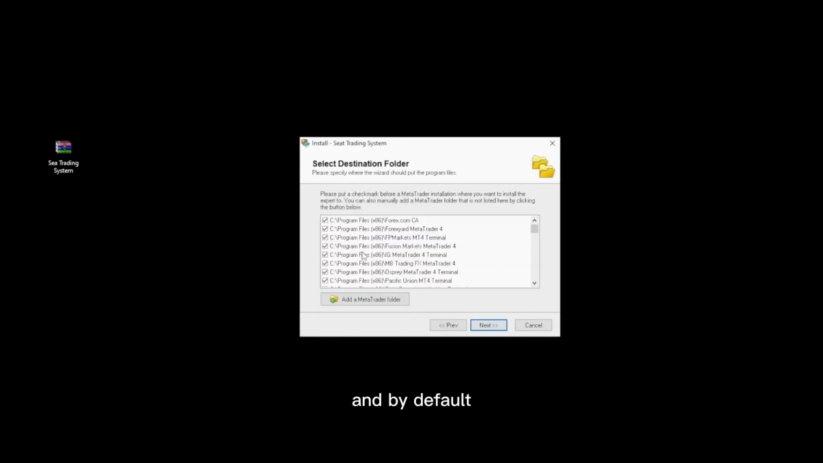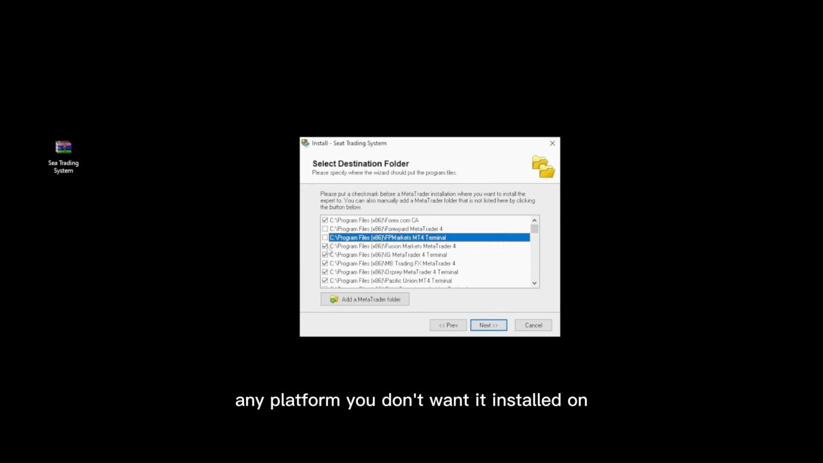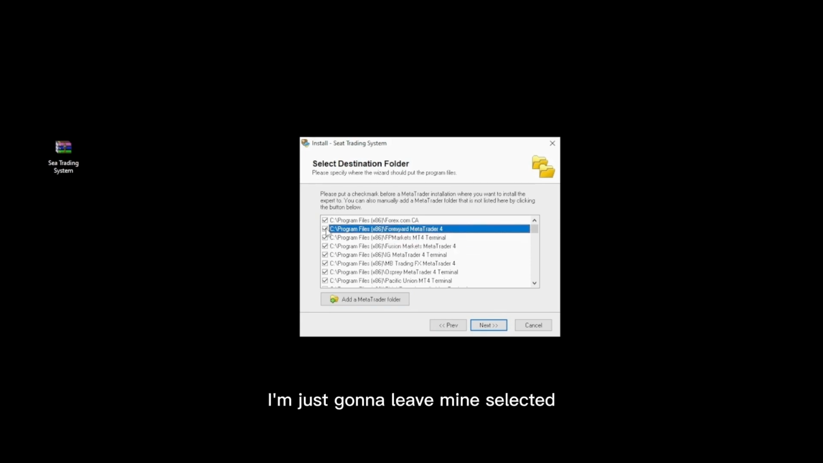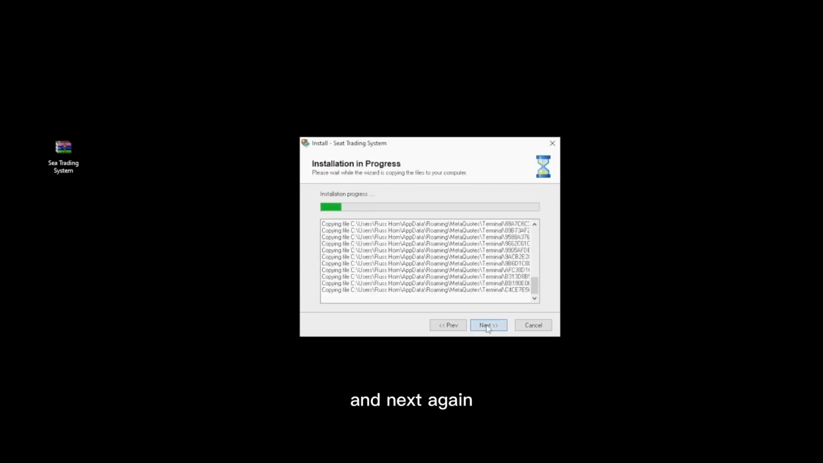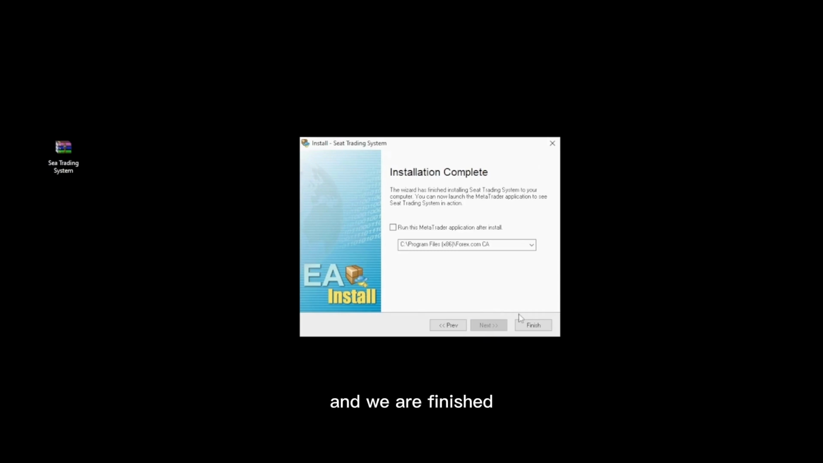And now I'm going to click I accept the agreement and click next. And by default, it's going to look for every platform you have on your computer and it will select them. Now you can unselect any platform you don't want it installed on. I'm just going to leave mine selected because I want them on everything. And then I'll click next and next again. And now we're installing and click next and we are finished. So I will click finish and I'm going to reopen that platform that I had closed.